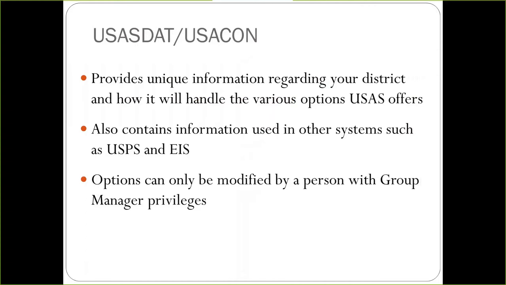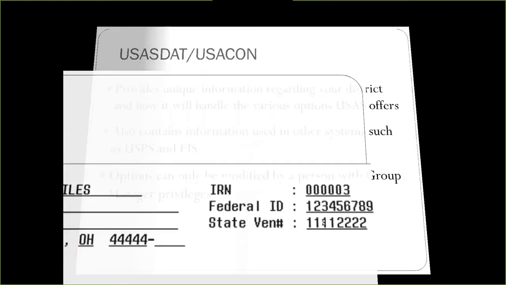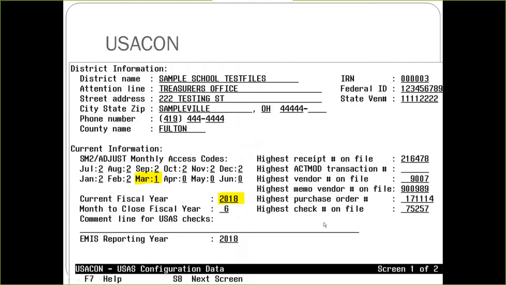The majority of the data contained in here are yes-no responses that need to be entered by the user to indicate how they want the USAS software to work for them. These options can only be modified by a person with group manager privileges. So here's a look at what USACON looks like.